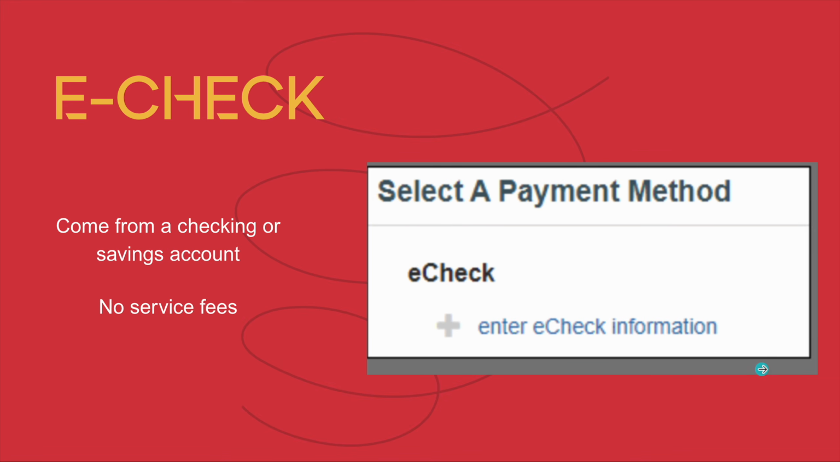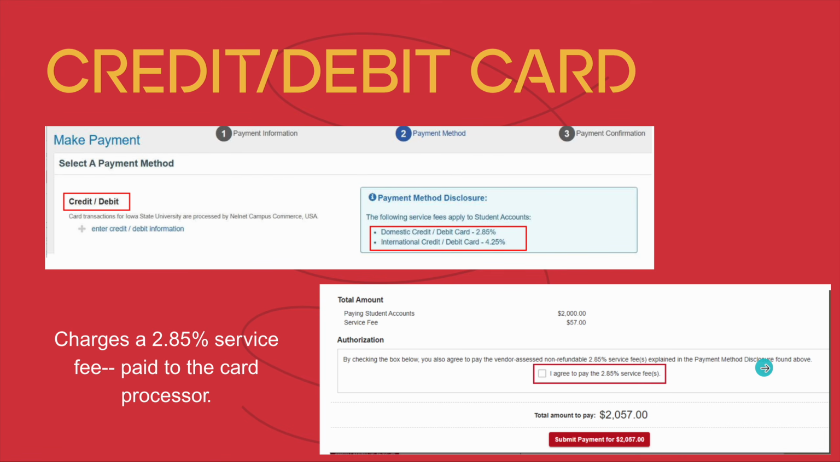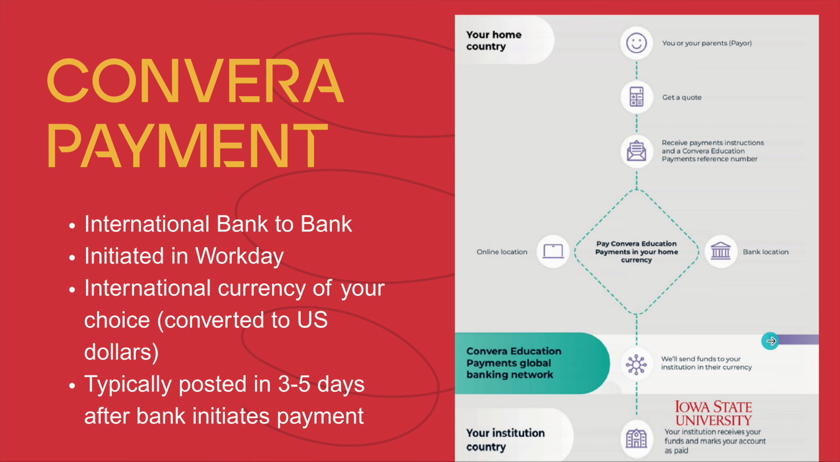Your first option for online payments is an e-check. E-checks come from a checking or savings account and require no service fees. You can also pay using a credit or debit card, which charges a 2.85% service fee, which is then paid to the card processor. Another payment option is Convera Payments. Convera Payment is an international bank-to-bank system, and payments are typically posted in 3 to 5 days after the bank initiates them.